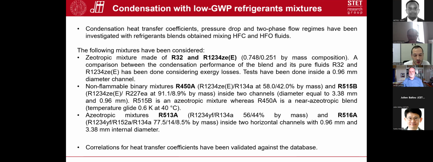So the heat transfer database that we have developed with these experiments has been used to test and to check the results of different correlations, but I also want to say that this database can be used to develop future correlations or future models based also on artificial intelligence tools.